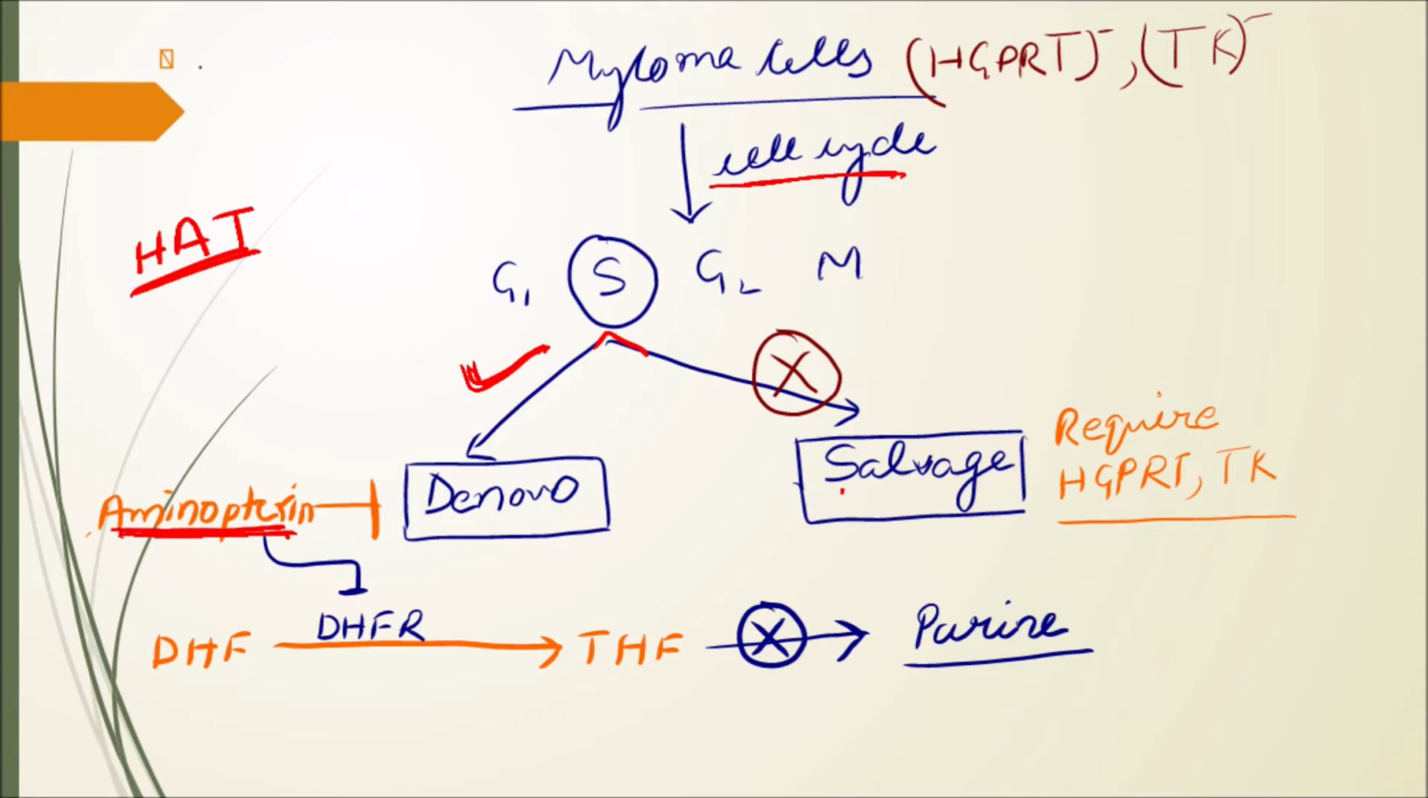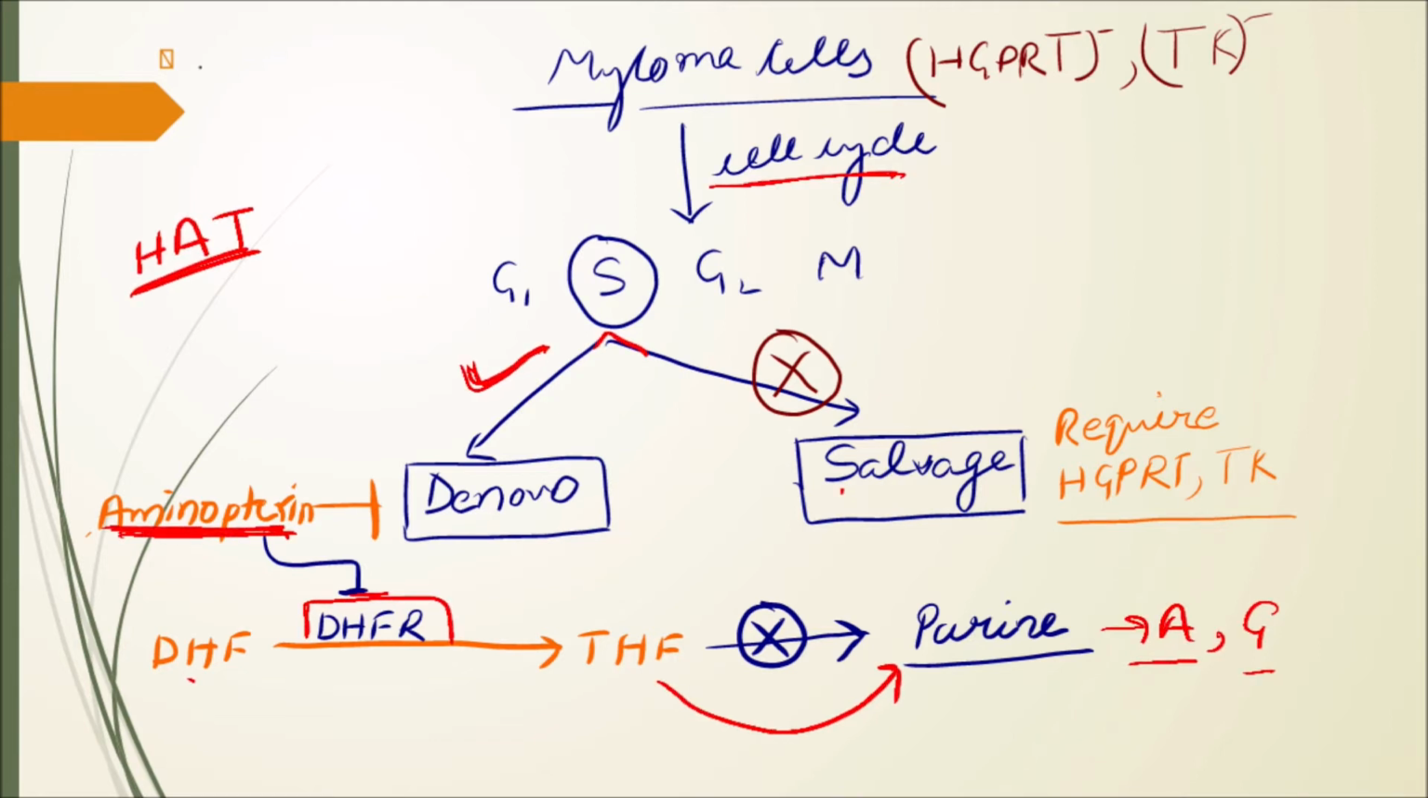Okay, so what is the mechanism of this aminopterin? It inhibits the enzyme dihydrofolate reductase. And what is the role of this dihydrofolate reductase? It converts dihydrofolate to tetrahydrofolate, and this tetrahydrofolate is further involved in purine synthesis. Okay, what is the purine? A and G. So this aminopterin is inhibiting this de novo pathway also.